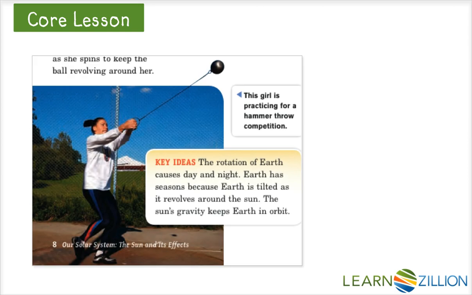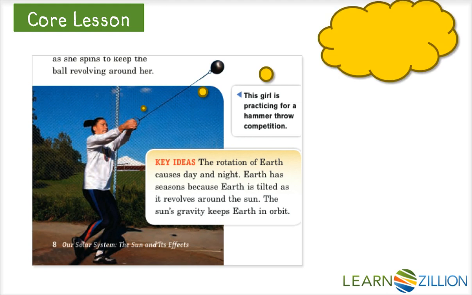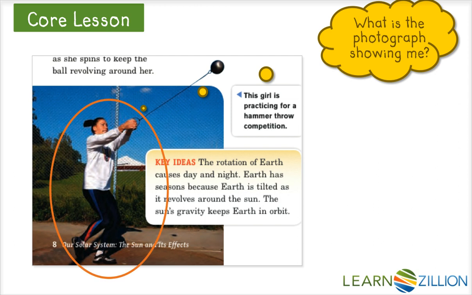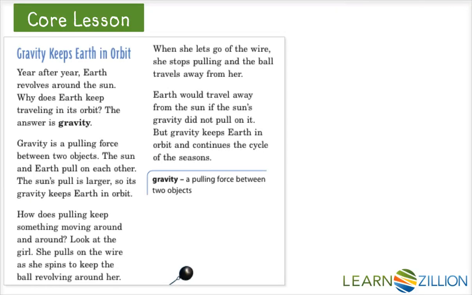So, from the article, we're looking at this particular photograph of the girl, and the first thing I'm going to do is ask myself, what is the photograph showing me? In this photograph, I see a picture of a person spinning around while holding on to a ball that is connected to a rope. And I know that this page was a little bit about gravity, so I'm going to go back into the text and reread a little bit more closely to really understand what that picture has to do with gravity.